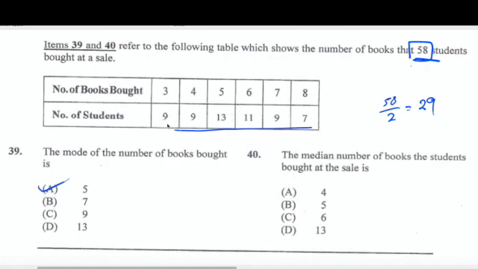So where does 29 occur? Well, 9 and 9 is 18, and 18 plus 10 is 28, plus 3 is 31. So the 29 does kind of occur here in the middle of the distribution. So that means that the median would actually be 5.